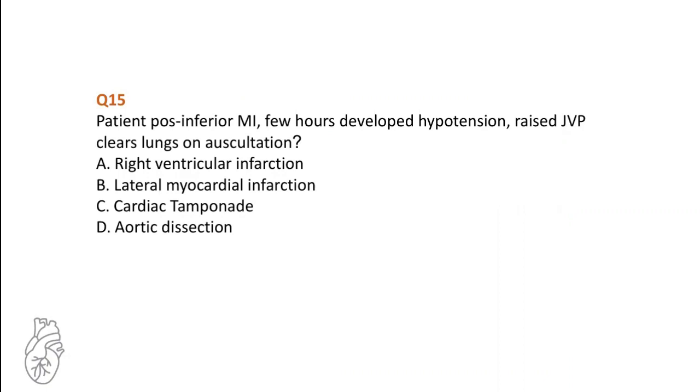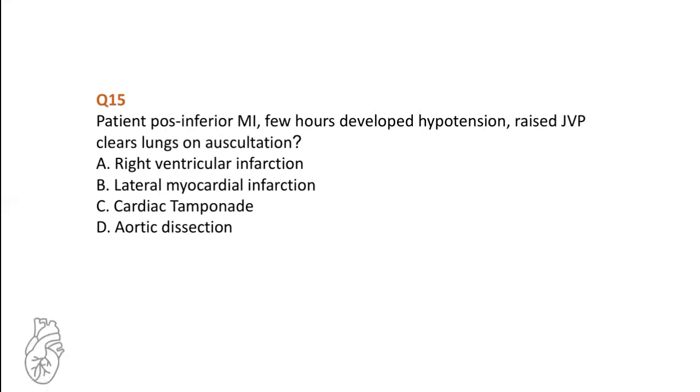A patient with posterior inferior myocardial infarction. A few hours later developed hypotension and raised JVP with clear lungs on auscultation. What does he have? Right ventricular infarction, lateral MI, cardiac tamponade. A, right ventricular. Always when you have posterior inferior, you know that there is a right ventricular infarction.